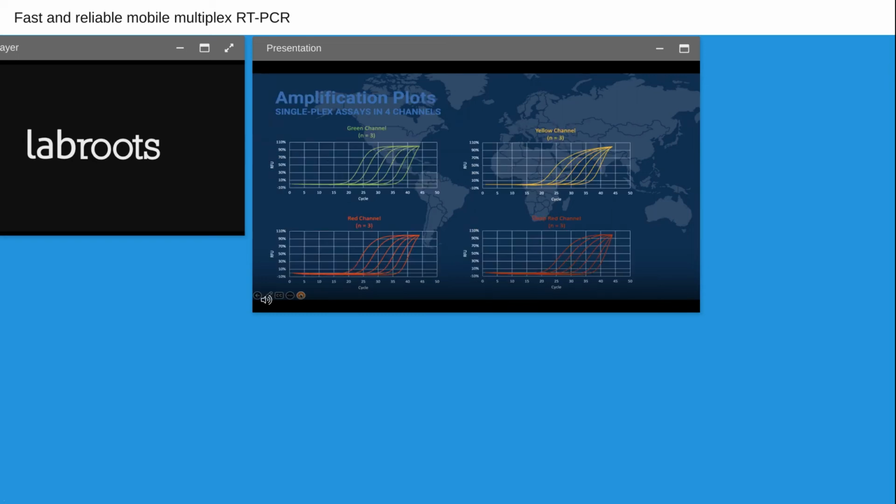The second is looking at the relative fluorescence. So as you can see, consistency right across the board for all of the 4 channels: green, yellow, red, and deep red.